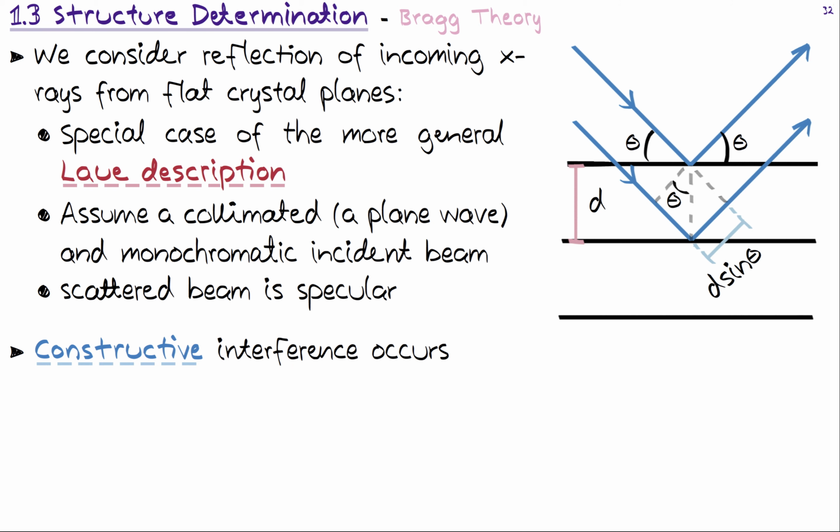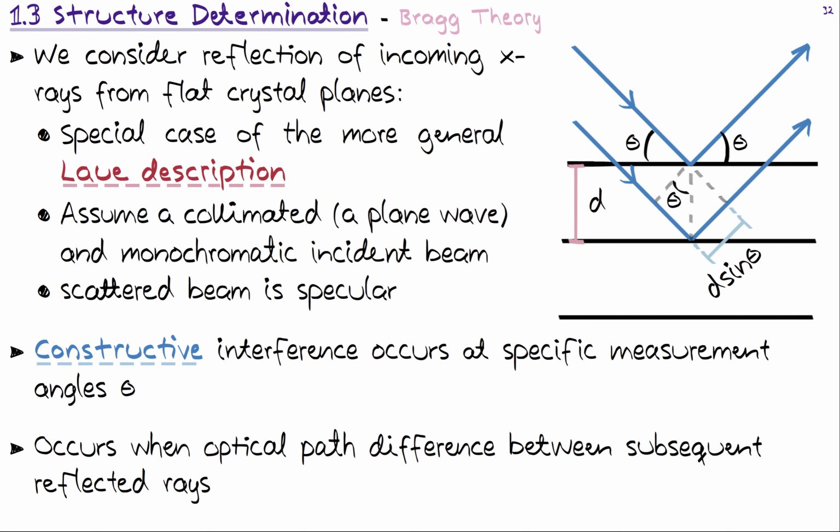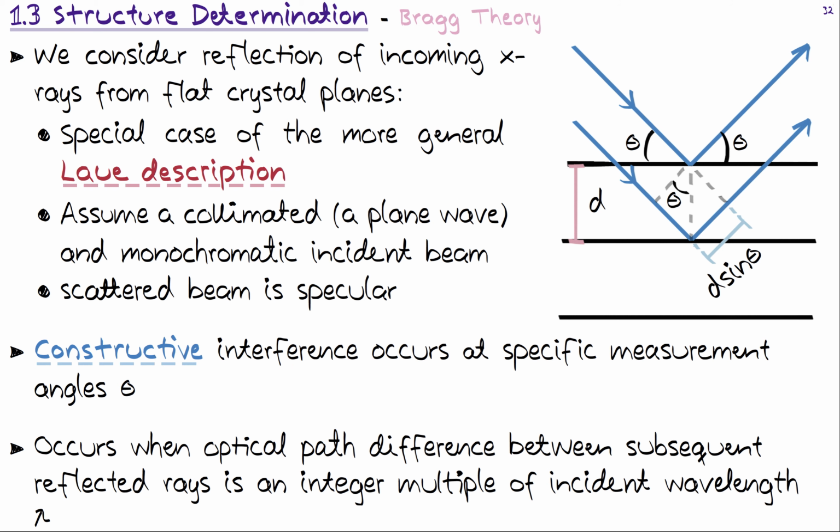So what may happen when we have exactly the right separation between the lattice planes d and the right incident angle is that we may have constructive interference between the nearby adjacent scattered rays. So at specific measurement angles theta, constructive interference occurs for the reflected rays, and this is what we may measure. And this occurs when the optical path difference between the subsequent reflected rays is an integer multiple of the incident wavelength lambda.